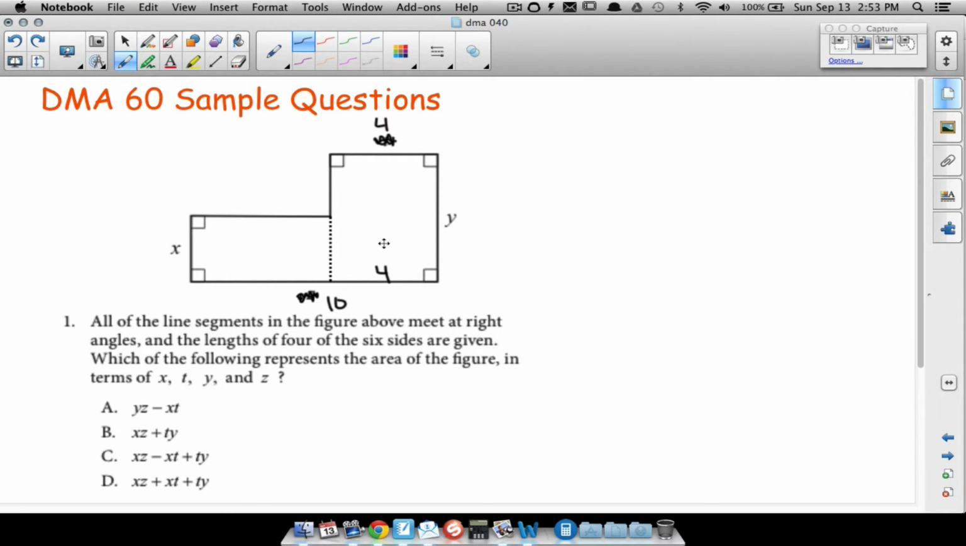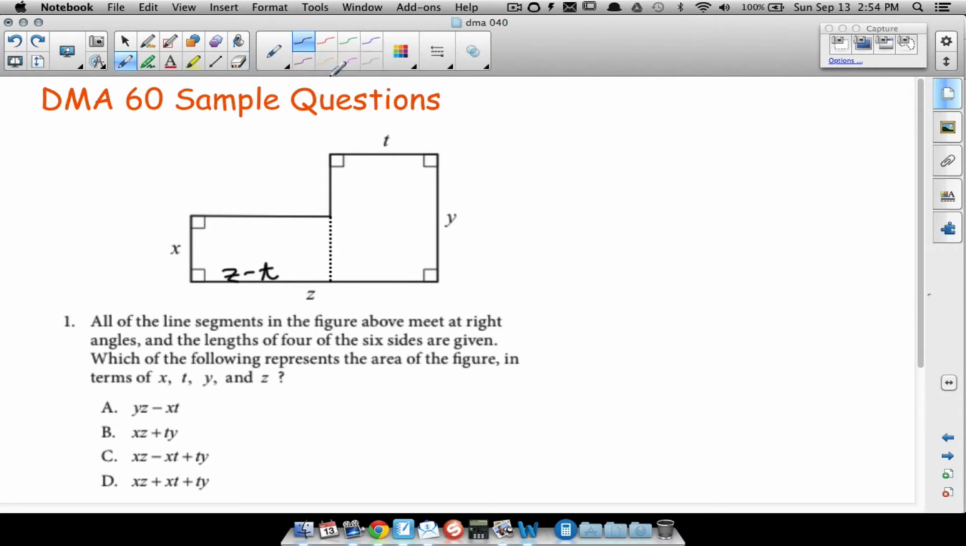But really what we're doing here is we're taking this whole side, which is z, and if this is t, this is t right here, just like I said, 4 and 4, and then we had to subtract the 4 from the whole side to figure out this missing piece. With that in mind, we can say from here all the way to here, it's going to be z minus t. And this will always work.